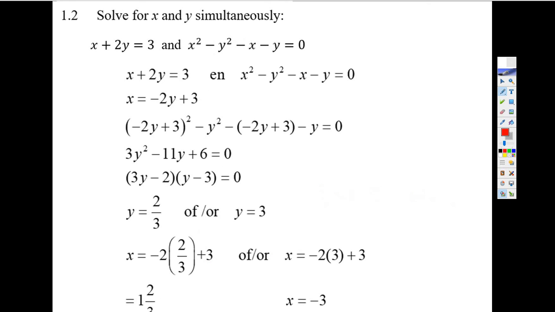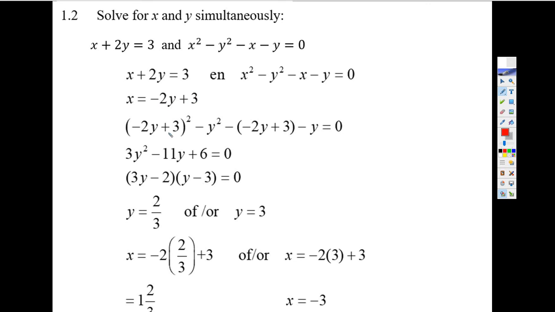But let's look at the next question here. 1.2. Solve for x and y simultaneously. Well, you have to make this. You could make it 2y equals 3 minus x, but then you're going to have fractions, and it's really ugly. So what you have to do is subtract 2y from both sides. So you get x equals. You get a mark just for doing that. I would put in 3 minus 2y.